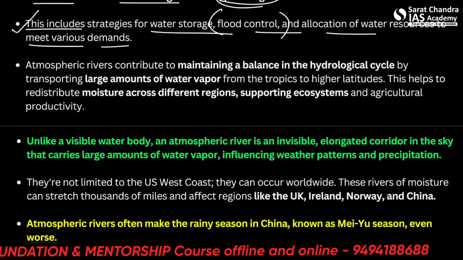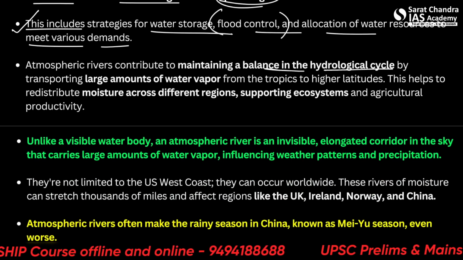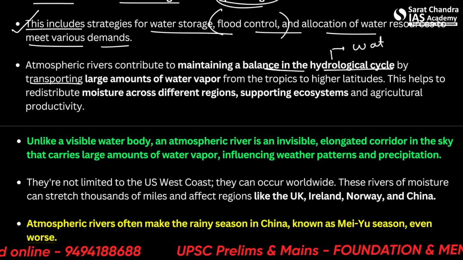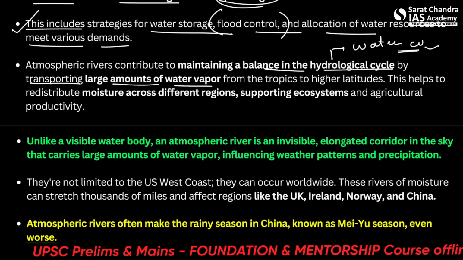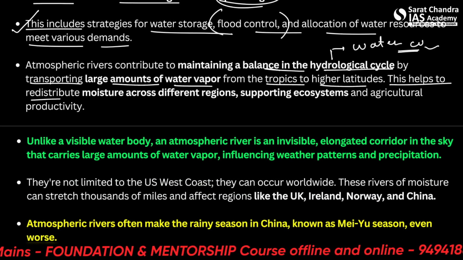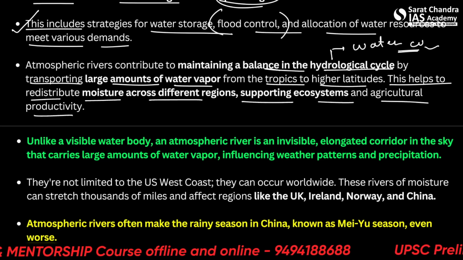Okay, let's talk about how atmospheric rivers contribute to maintaining a balance in the hydrological cycle by transporting large amounts of water vapor from the tropics to higher latitudes. The hydrological cycle is the water circulation cycle. This helps to redistribute moisture across different regions, supporting ecosystems and agricultural productivity.